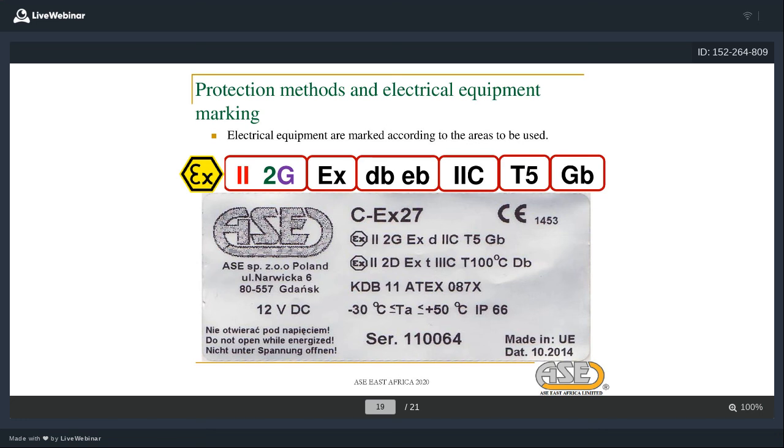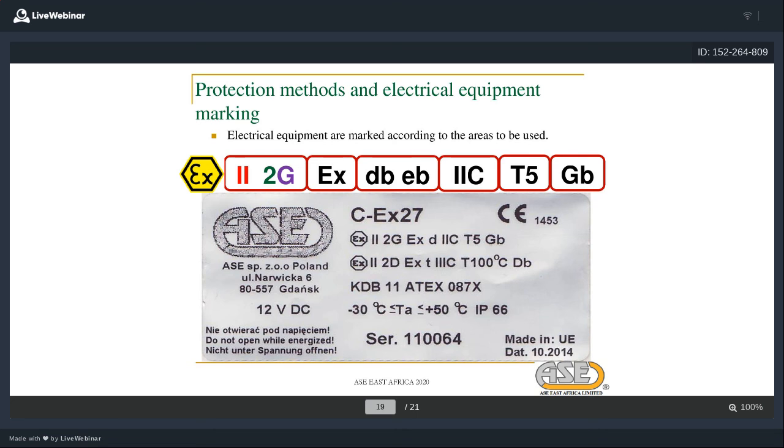We said group 1 is for the mining industry. Group 2 is for other areas than mining. And here we have 2. As we said before, this is the category. The category tells us in which Ex zones this equipment can be used. 2, as we say, can be used in zone 1 or 2.